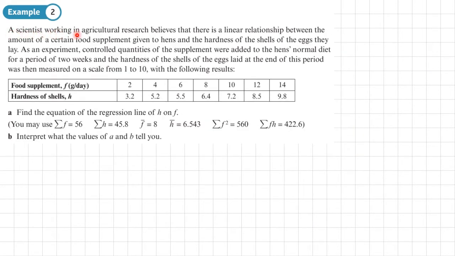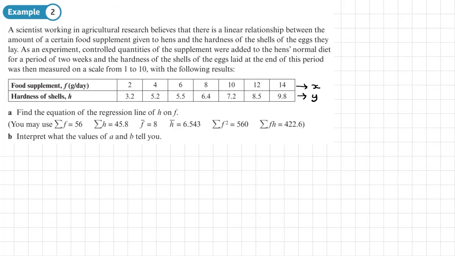Example 2. A scientist working in agricultural research believes that there is a linear relationship between the amount of certain food supplement given to hens and the hardness of the shells of the eggs they lay. As an experiment, controlled quantities of the supplement were added to the hen's normal diet for a period of 2 weeks, and the hardness of the shells of the eggs laid at the end of this period was then measured on a scale from 1 to 10 with these following results here. So the top row is our food supplement. So when we have our summary statistics, this is going to be where X is, and the bottom row, the hardness of the shell. That's what I'm going to look for Y as.